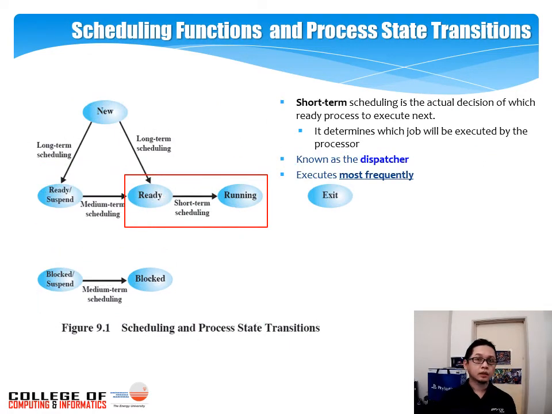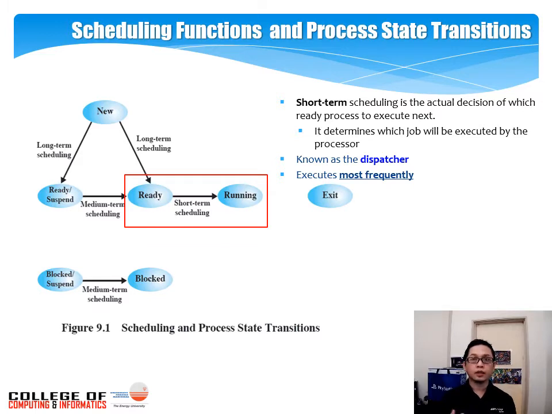So lastly, on the scheduling function comes the short-term scheduler. The short-term scheduler actually decides which process can be executed by the processor. So previously we have processes that are actually ready to execute. Now the short-term scheduler will pick from all those processes currently waiting in the ready state, which one of them can be executed. So this is the decision of the short-term scheduler, also known as the dispatcher.